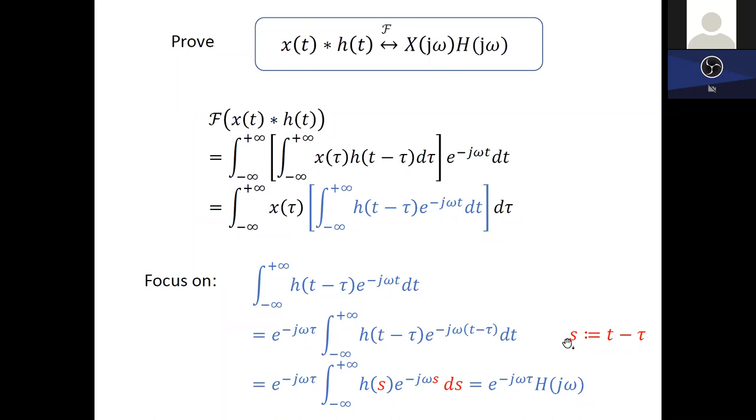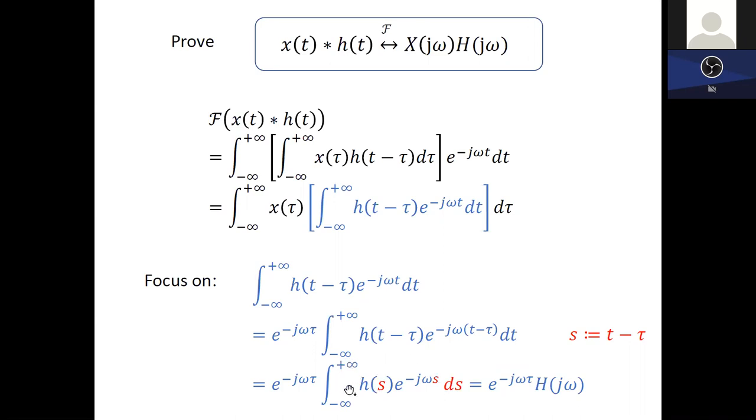Why do we write it in this form? Because we can make a variable substitution. Just define t minus tau as a new symbol s. So h of s, we can replace t minus tau with s, exponential minus j omega s. dt and ds are the same because tau is now considered a constant value in this particular integral. Of course, when we change variable from t to s, we need to change the lower and upper limits of integration as well. But the lower and upper limits turn out to be minus infinity minus tau, which is still minus infinity, and plus infinity minus tau, which is still plus infinity. Turns out they are not changed.